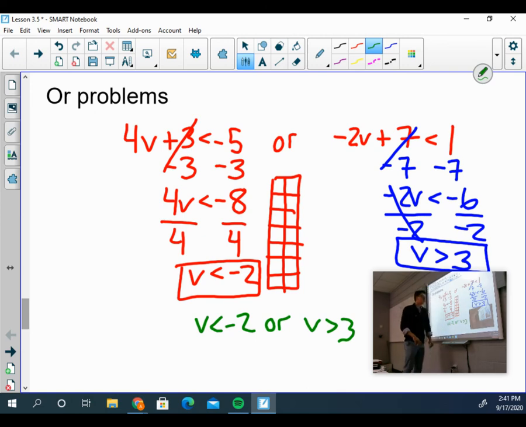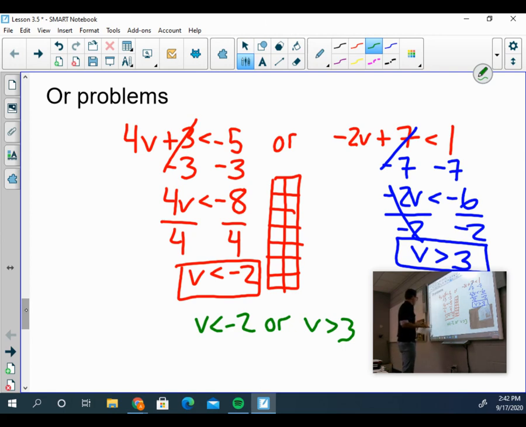Again, how do you know if you've done it right? Well, as always, you could plug some solutions back into the original and see if it makes them true. Okay? Any number less than -2 or greater than 3 should make these inequalities work. Okay? So now where are we going from here?